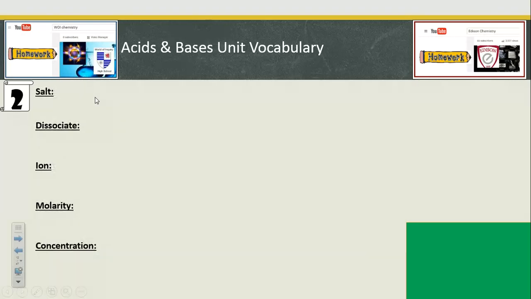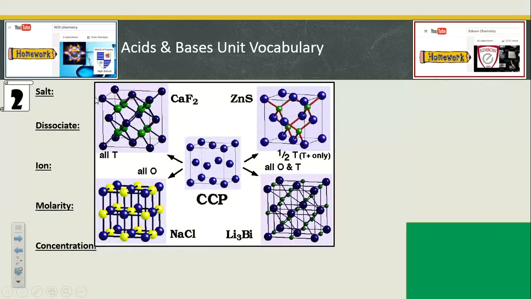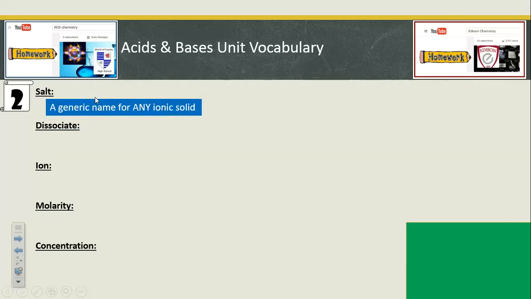Okay, some more words. Salt. Common, coming back. It is an ionic compound produced from positive and negative ions that is produced in an acid-base reaction when an acid and a base react. They produce a salt and a water molecule, so that's why we had to bring salt back.